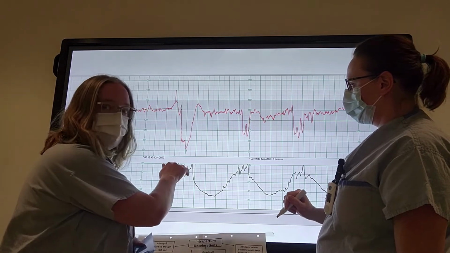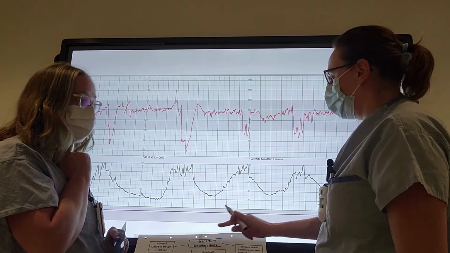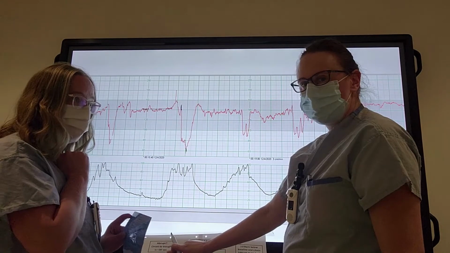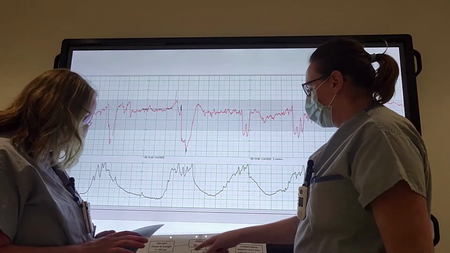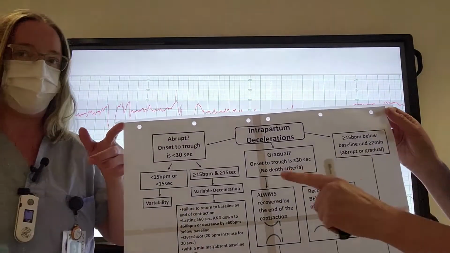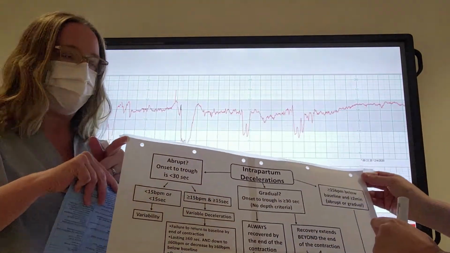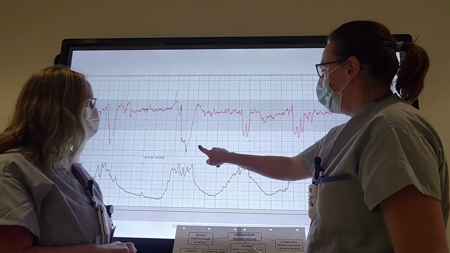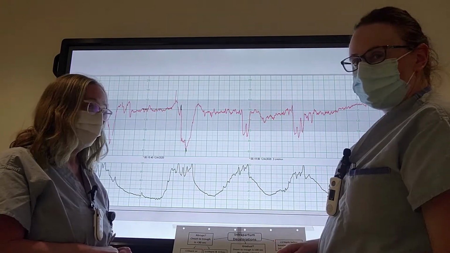Well, it's like 10 seconds. Right. So that means that it's less than 30 seconds. So I know then that it has to be abrupt. So I go and look under the abrupt category. Then, after I decide that it's abrupt, I need to ask myself if there's depth criteria. Does this decel last 15 by 15? And if I count this decel, it does in fact last 15 by 15.